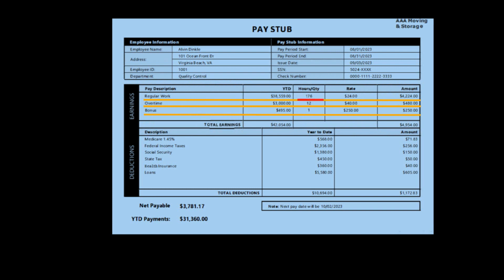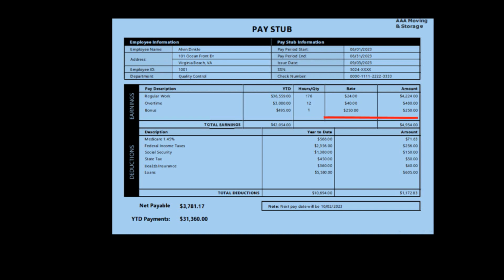Here, Alvin worked 176 hours in August 2023 at his regular hourly pay rate, which is $24, to have made $4,224 for this pay period. In addition, he worked 12 hours of overtime at a rate of $40 per hour, totaling $480. Is the $40 standard overtime? No, it is not. The standard 1.5 times Alvin's regular rate of pay would be $36 per hour. Alvin's overtime is above the minimum standards set by the United States Department of Labor. Lastly, Alvin received a $250 bonus.